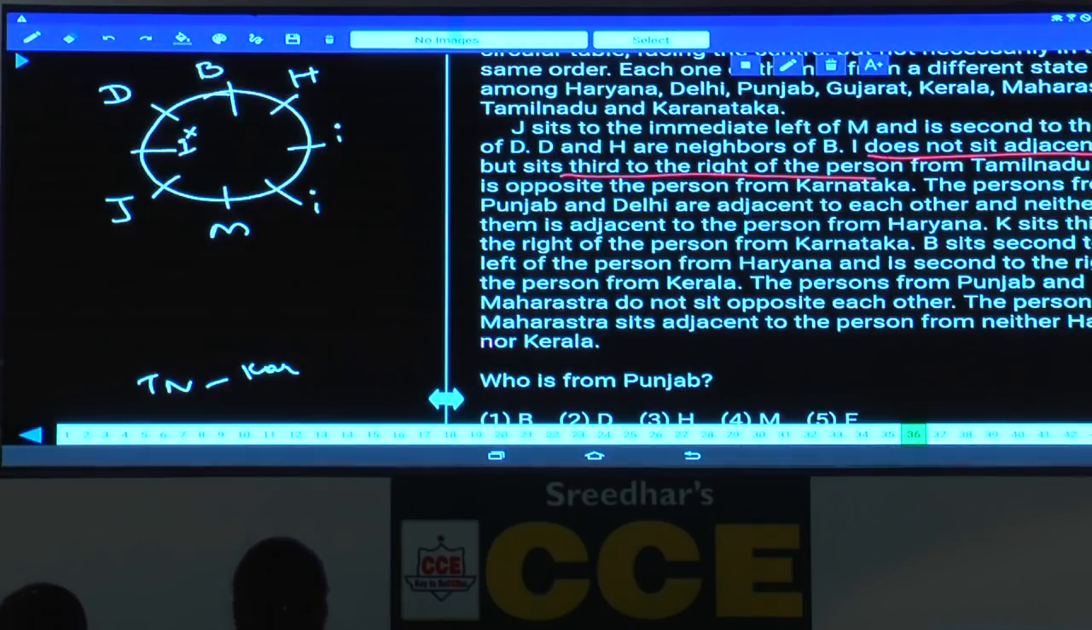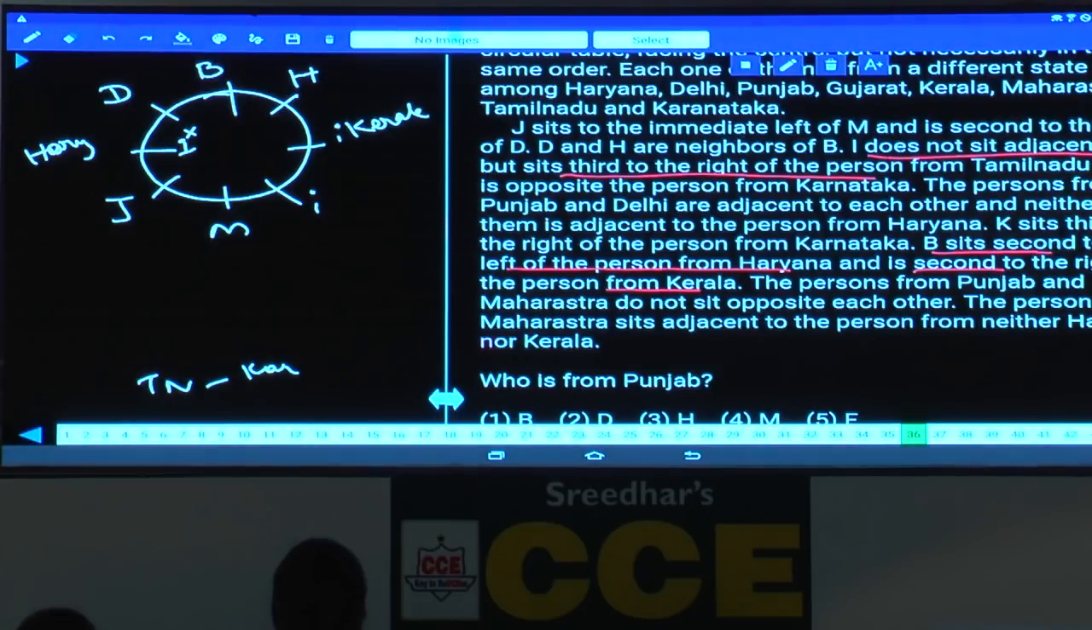Then, what is the information here? Now here the information regarding B. B sits second to the left of the person from Haryana. As B is already here, this person Haryana must be at this place. Because B sits second to the left of the person from Haryana, and is seated second to the right of the person from Kerala. And this B is seated second to the person from Kerala, and the person from Kerala must be at this place. Are you following this one or not?